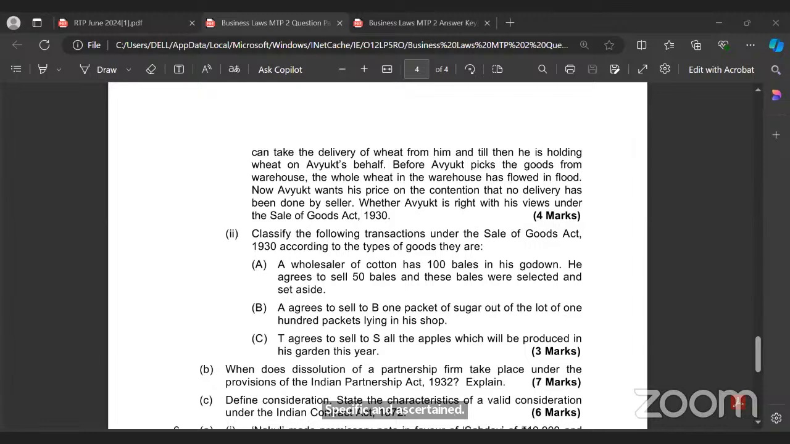Unascertained goods, specific goods, and ascertained goods. So when they are selected and set aside, it's called specific goods, and ascertained, it's specific and ascertained. Okay, read it.